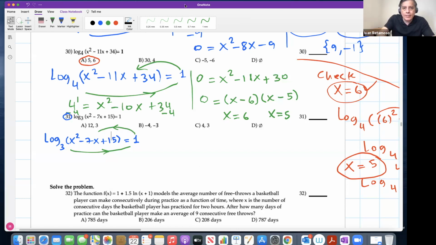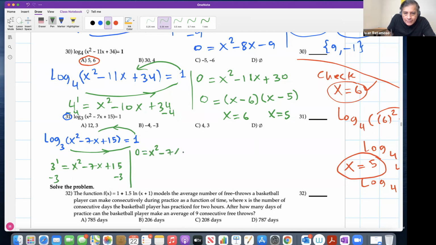Very good. If you snail it, you're going to get what? 3 raised to 1 should be equal to x squared minus 7x plus 15. 3 raised to 1 is just 3. So subtracting 3 on both sides of the equation, we get 0 equals x squared minus 7x plus 12. Let's try factorization.